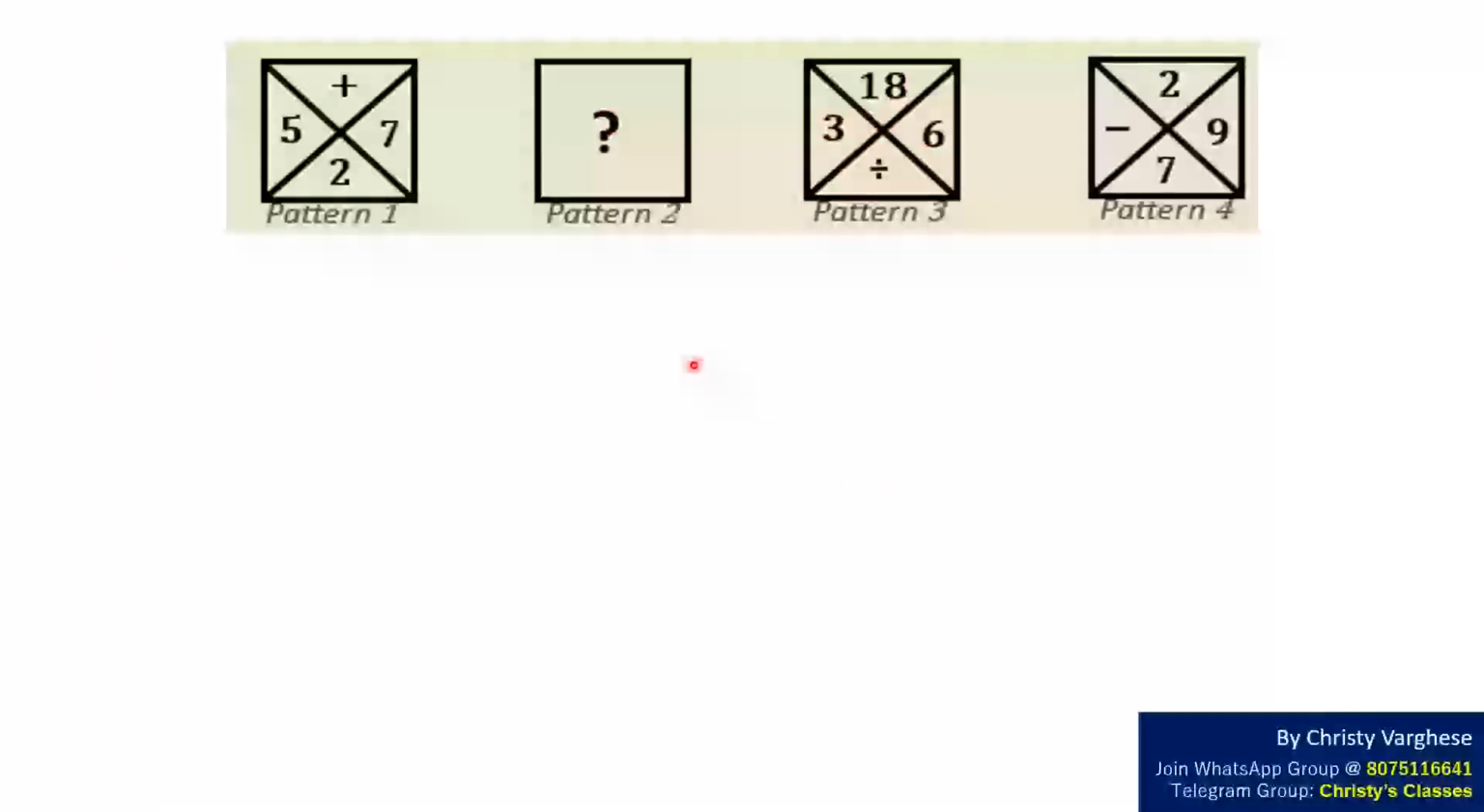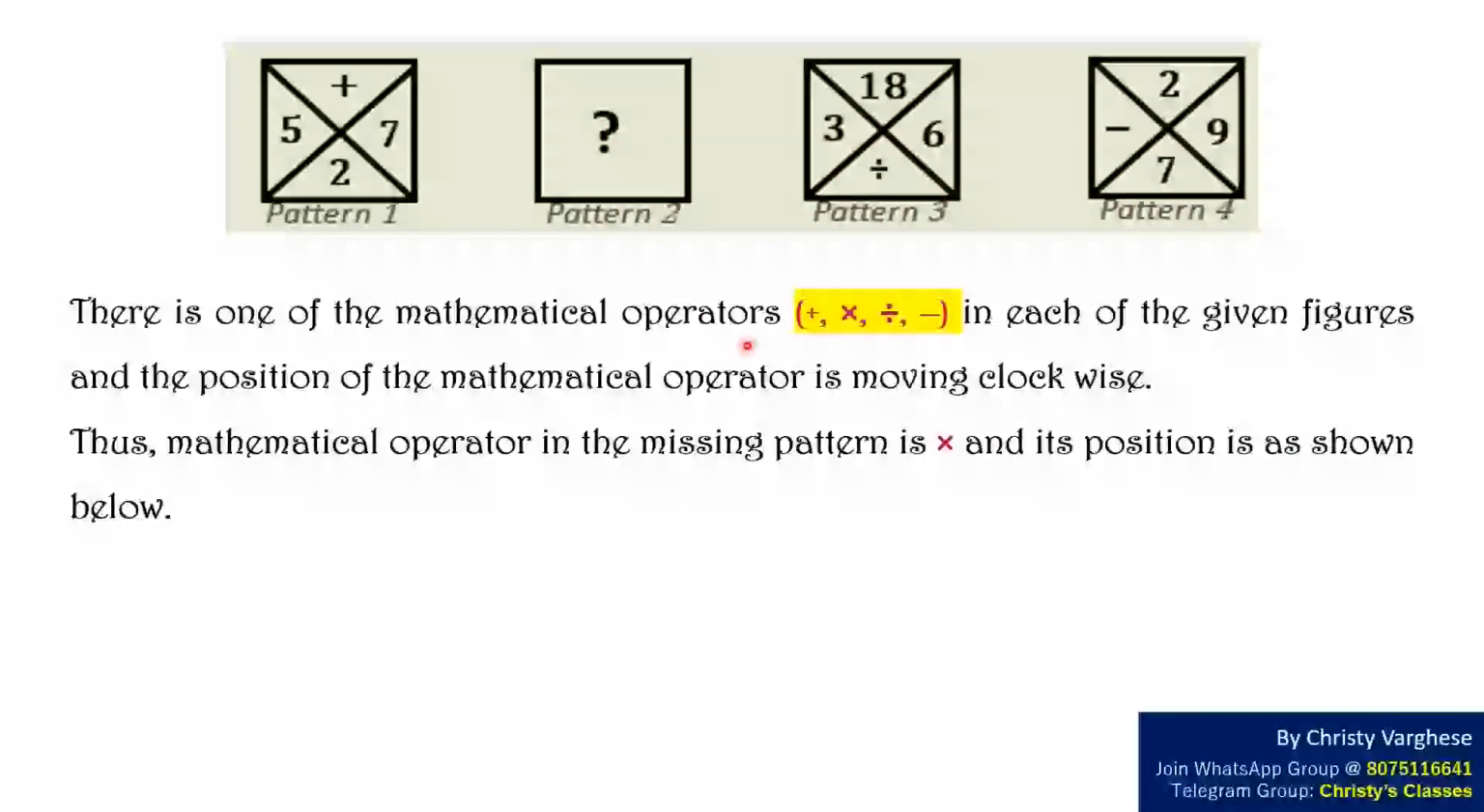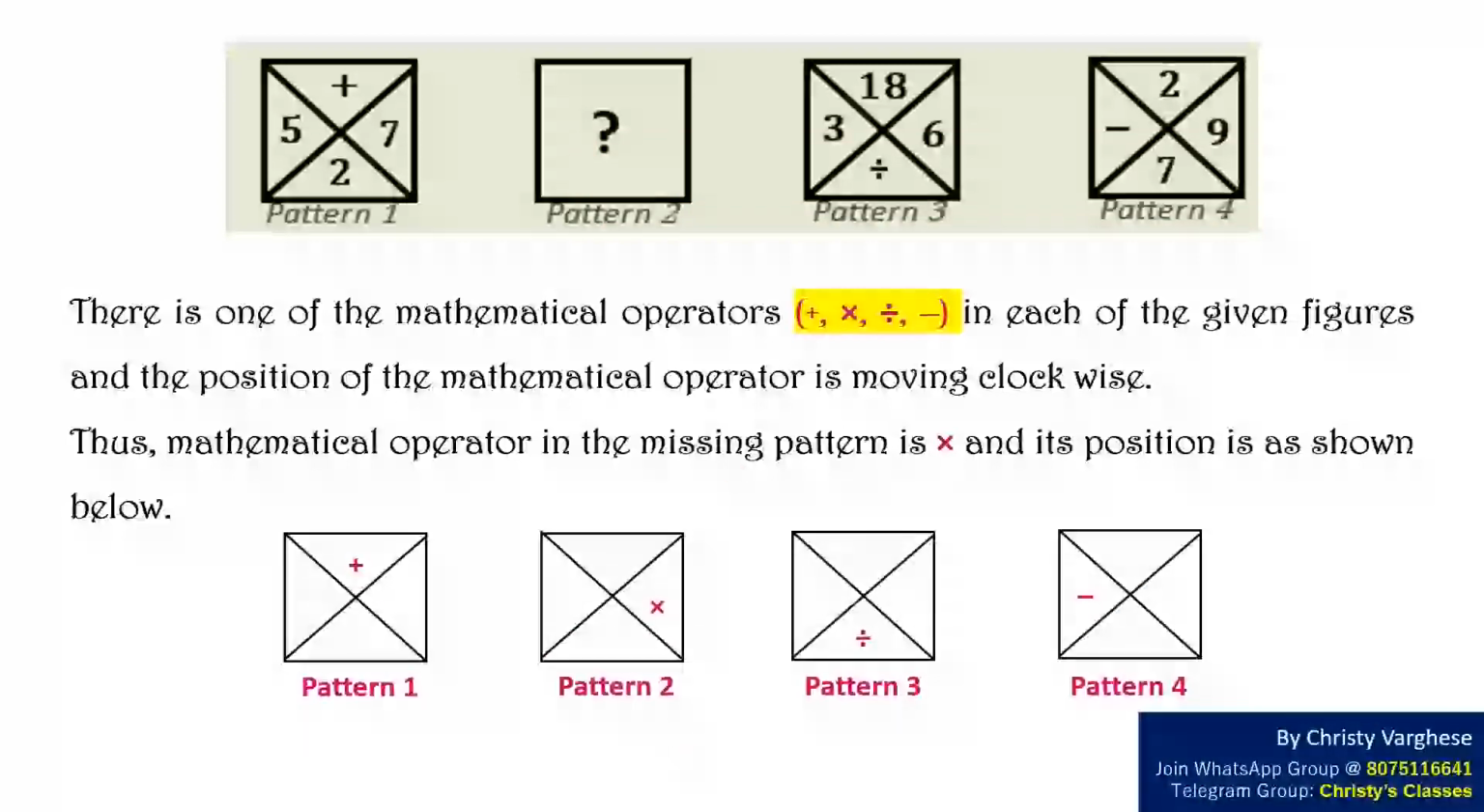There is one of the mathematical operators in each of the given figures and its position is moving clockwise. Thus, the mathematical operator in the missing pattern is into and its position is as shown below.